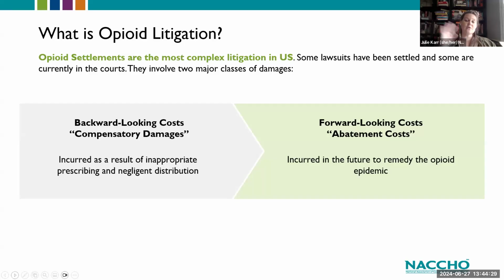This looks at two major classes of damages. Those are backward-looking costs, or compensatory damages, and forward-looking costs, or abatement costs. Those are what is incurred in the future in order to remedy the opioid epidemic or the overdose crisis itself. And the backward-looking costs are those that were incurred as a result of inappropriate prescribing and negligent distribution. Next slide.